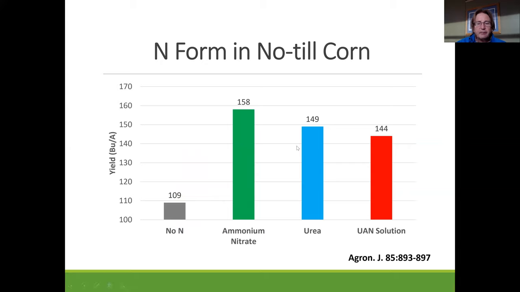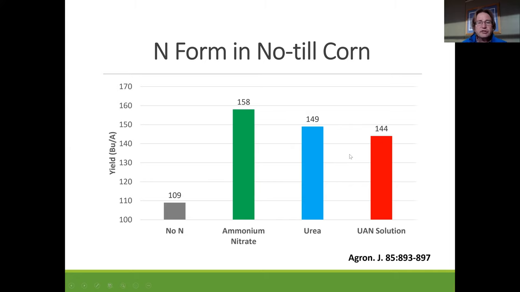Here's another study, comparing nitrogen form and placement in no-till. I bridge these studies to cover crops in that what is a cover crop system? It's basically a no-till with more residue. So these studies are very relevant both to no-till and to cover crop situations in corn production. Again, this is an older study, so the yield levels are kind of low, but you see the same trend. Ammonium nitrate was the highest yielding, urea was the second highest yielding, and urea ammonium nitrate was the lowest yielding plot in this study.